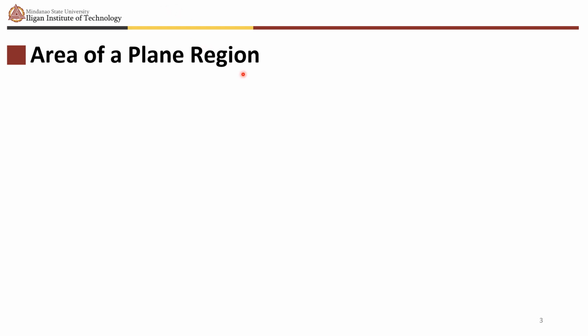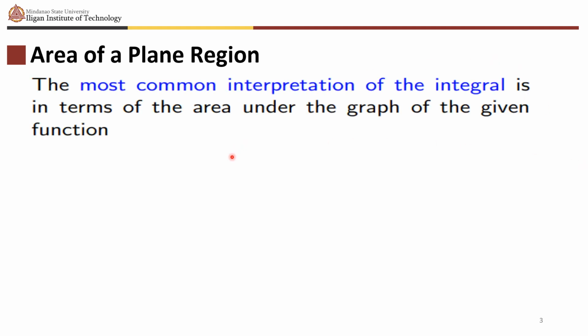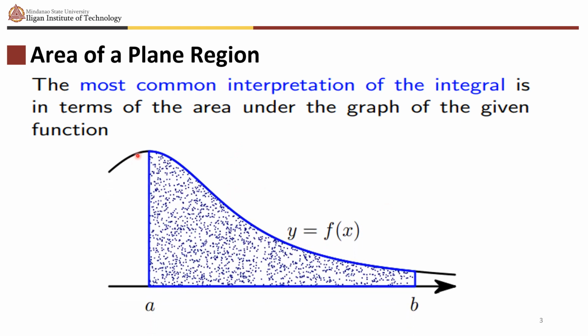The integral sign, which looks like an elongated S, is interpreted as the sum of the area under the given curve. That is, the most common interpretation of the integral is in terms of the area under the graph of the function. So if you have a function y is equal to f of x, from a to b, then the graph under this curve is actually interpreted as the integral of y, which is your f of x, dx from a to b.